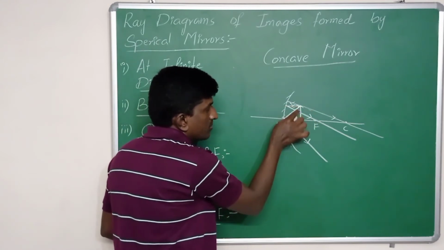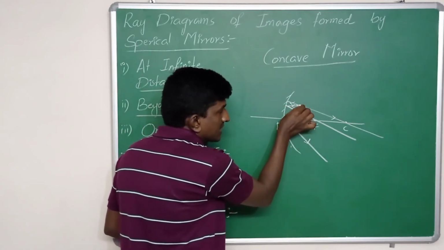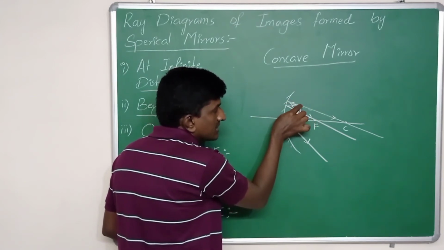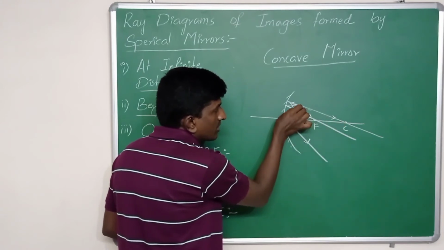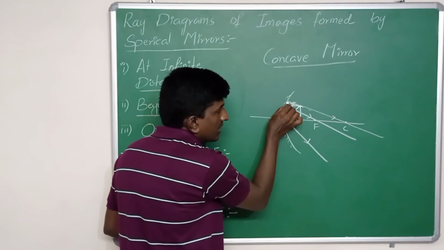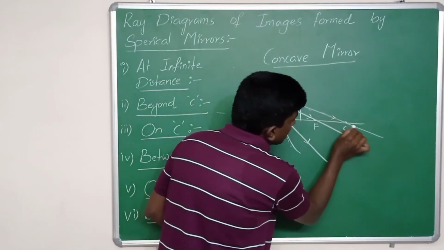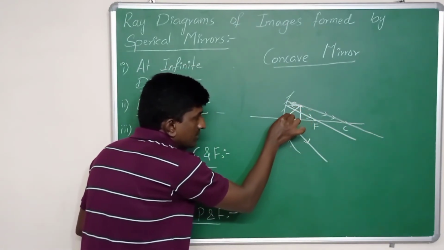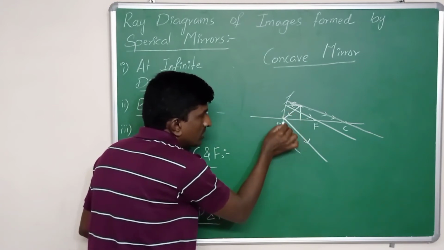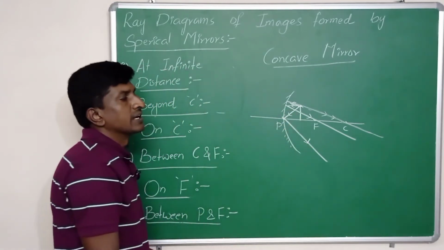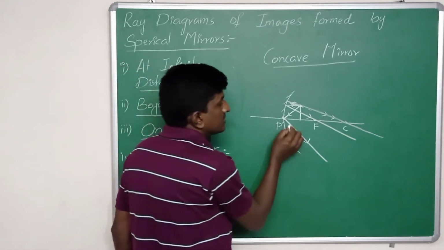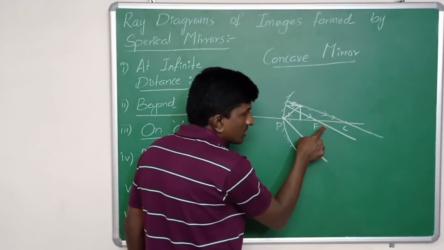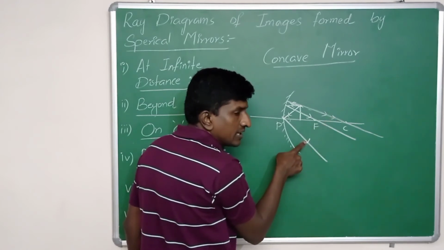One is the parallel light ray passing through the focal point, and the second light ray passes along the radius of curvature, is incident on the mirror, and bounces back along the radius itself. And the light ray incident at the pole is reflected with the same angle. So if you observe these reflected light rays, they are diverging.